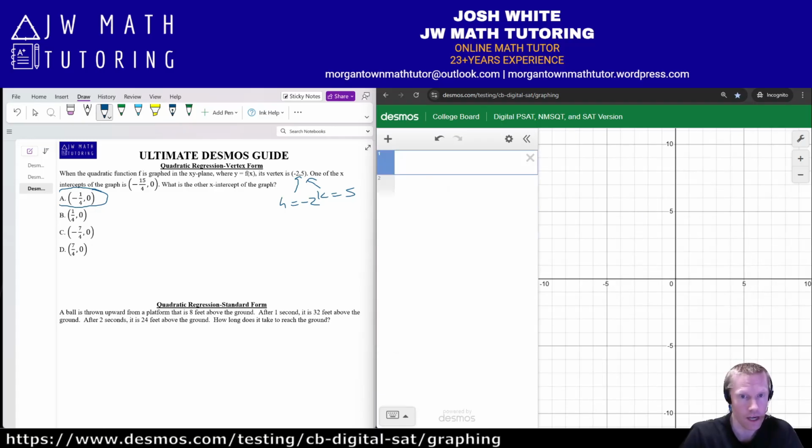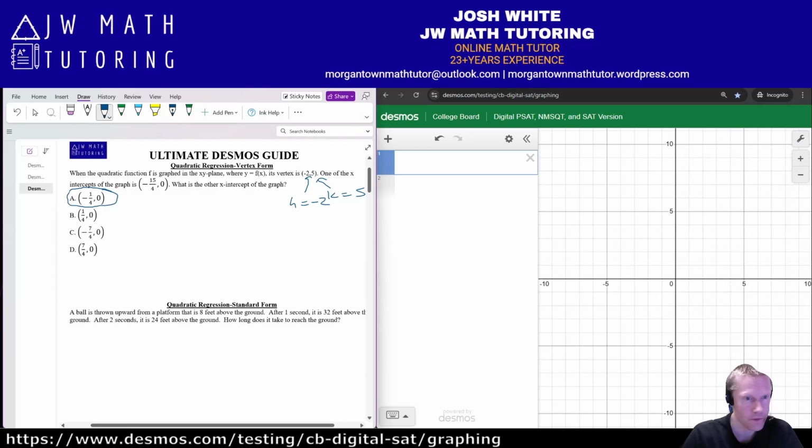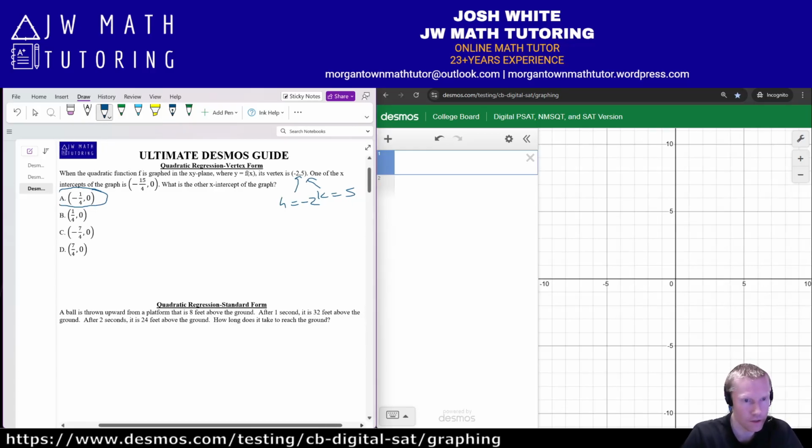All right, so now let's look at the next problem. Here we have a situation where you have a ball, it's thrown upward from a platform 8 feet above the ground. After 1 second, it's 32 feet above the ground. After 2 seconds, it's 24 feet above the ground. How long does it take to reach the ground?